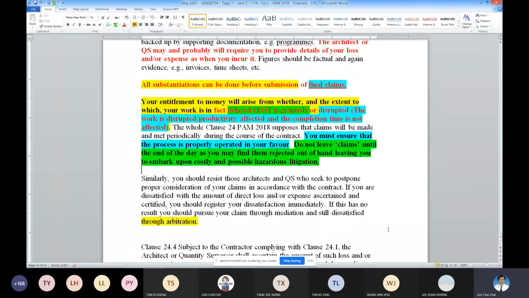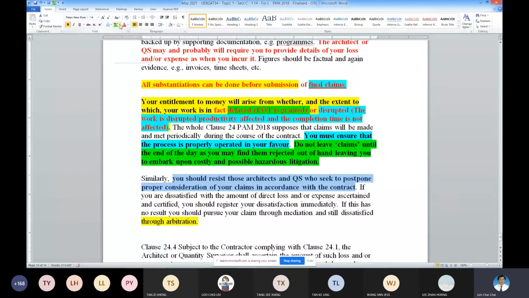And also on top of that, if the architect and the QS try to, what should I say, console you to claim later or to reduce or adjust, you must resist the architect who says to postpone your claim and so on, or to reduce your claim. You have to stick to your so-called professional rights.